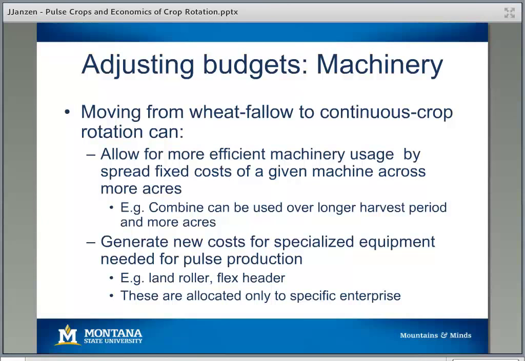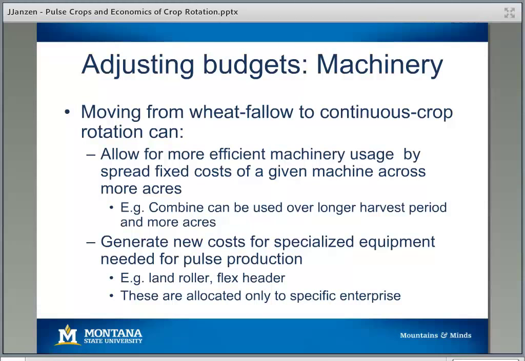Moving from a spring wheat fallow rotation to a continuous crop rotation can allow for more efficient machinery usage by spreading some of those fixed costs of machinery for a given machine over more acres. So in those NDSU crop budgets, what they do is they assume that we're using some subset of our machinery for every crop in every year. So for example, our combine can be used on both our spring wheat and our pulse acres. We can use it over a longer harvest period, cover more acres, and reduce the per acre depreciation cost that's associated with a particular enterprise relative to that spring wheat fallow period.